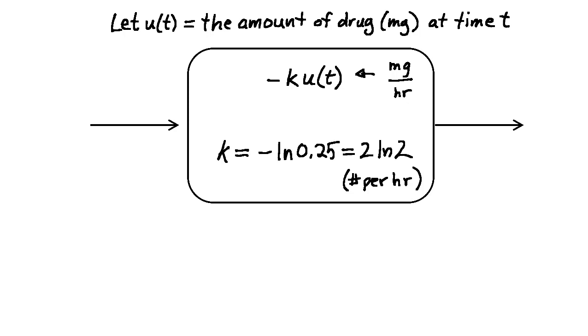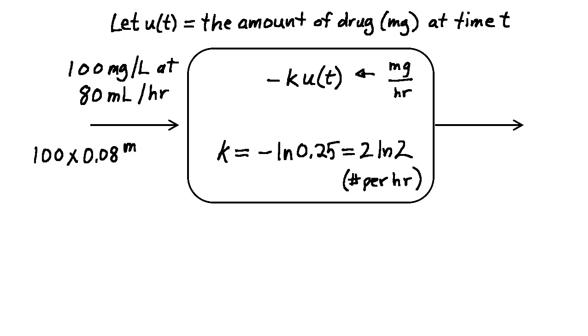Turning our attention to inputs, we know that 100 milligrams per liter of drug is added at a rate of 80 milliliters per hour. So, we can deduce that the drug enters the system at a rate of 8 milligrams per hour.